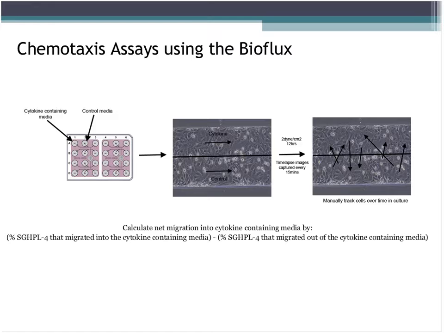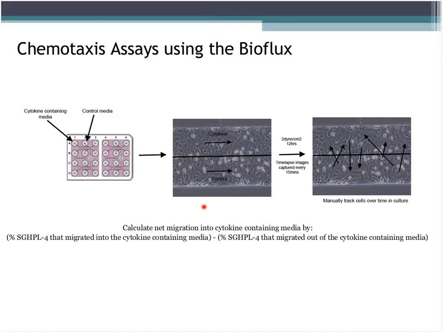So we used chemotaxis assays on the BioFlux to look at this. The 24-well BioFlux plate has 2 inlet channels that feed through to 1 outlet channel. So this allows you to put cytokine-containing media into one channel, control media into the second channel, and run these through at the same shear stress, so that this produces the same amount of force going down on both the inlet channels and results in parallel flow across the BioFlux channel.